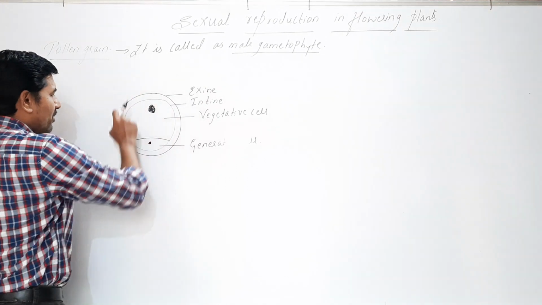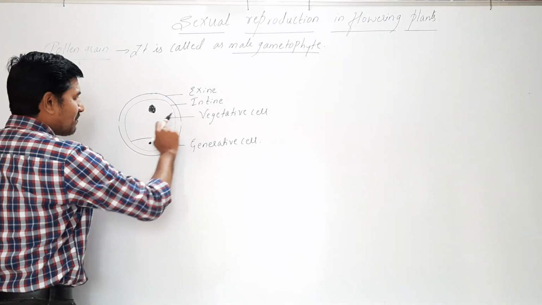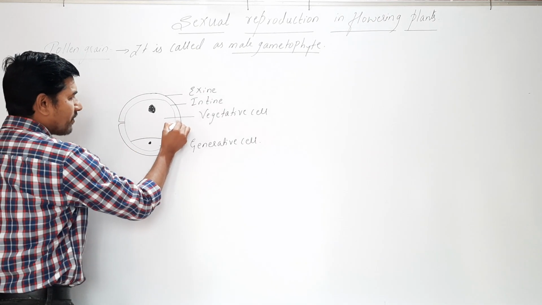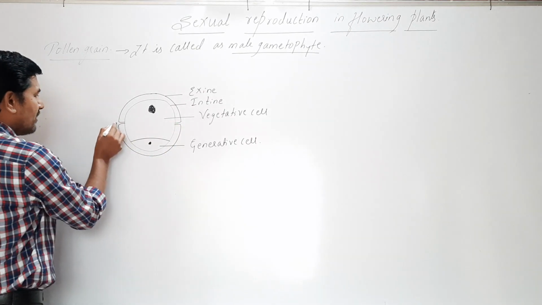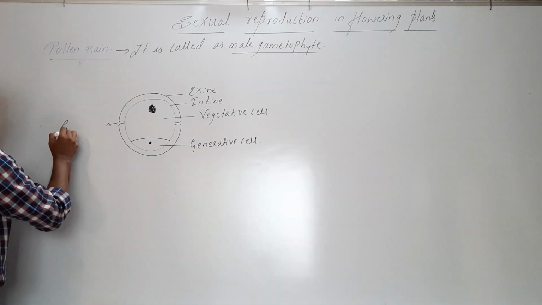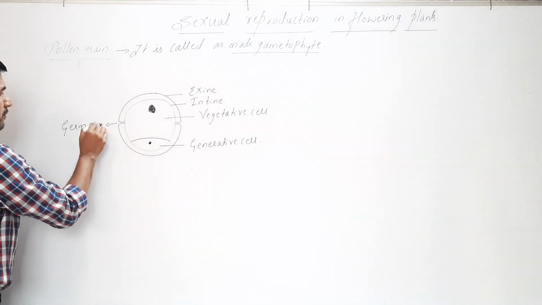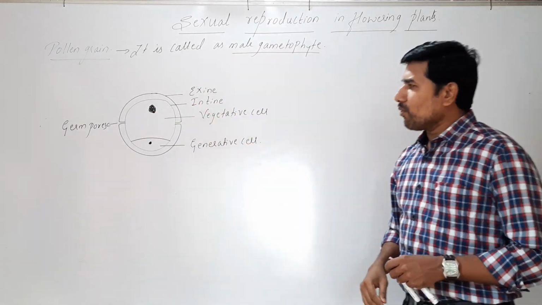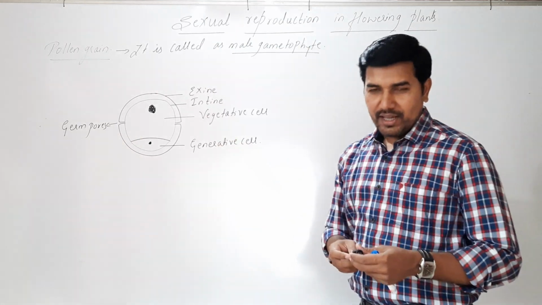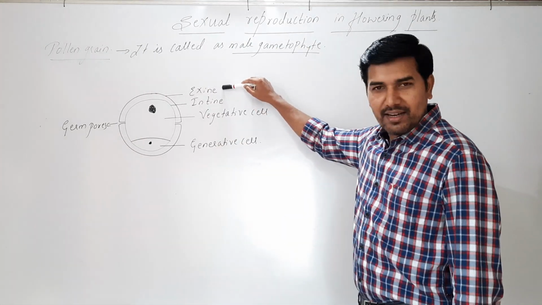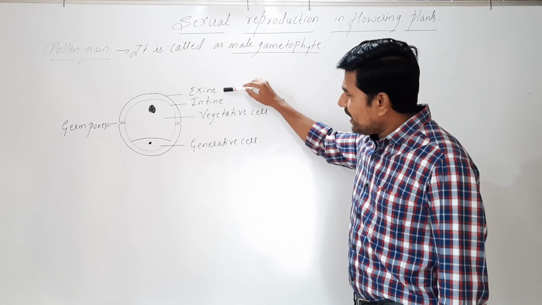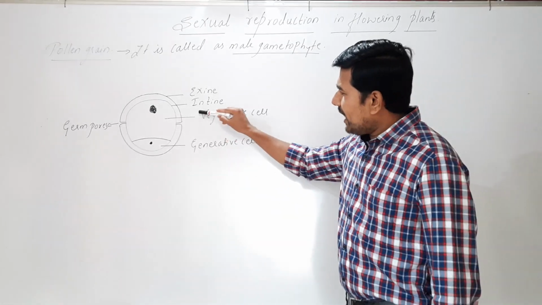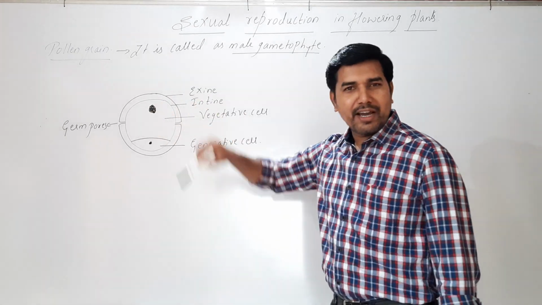On the outer part of the exine, there are certain gaps, and these gaps represent the pores, also called germ pores. If we look at the structure of a pollen grain, the outer layer is the exine, the inner layer is the intine, and the exine has certain pores called germ pores, while the inner layer, the intine, is continuous.